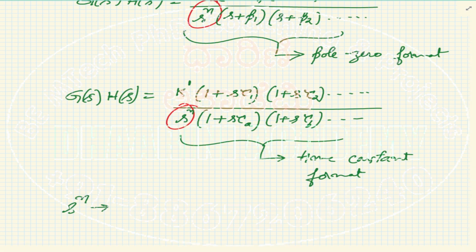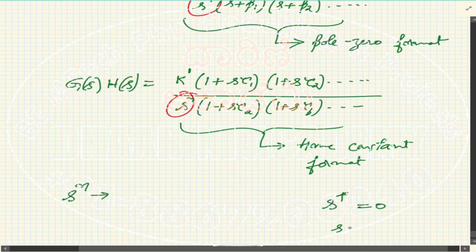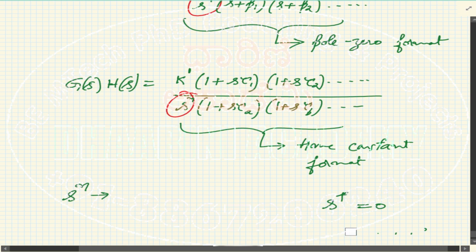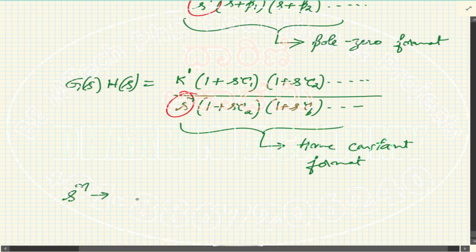So my question is this. I have say n equal to 4. I have s to the 4. I equate it to 0 to find the position of poles. What is the answer? S equal to 0, 0, 0, 0. Four values are there. All the four values are zeros. So s to the n indicates n number of poles at origin. Correct? Is it right? Correct. Number of poles at origin.